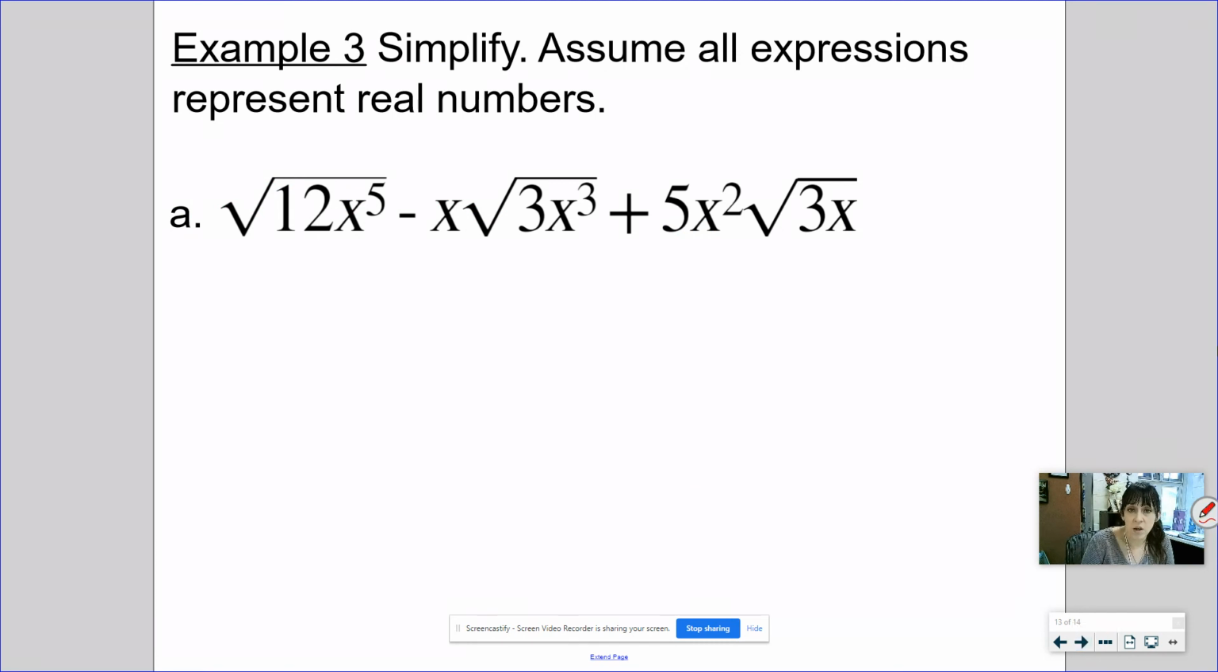Challenge problem. So the goal is to add and subtract all these things. Again, you cannot do so unless you have like radicals. And a lot of times you can't see like radicals unless you simplify first. So let's get to work.